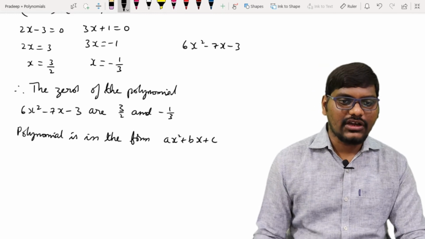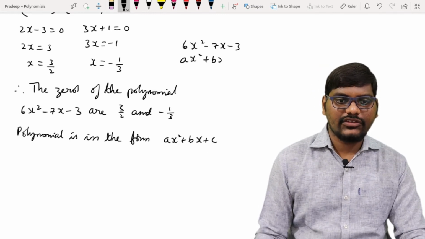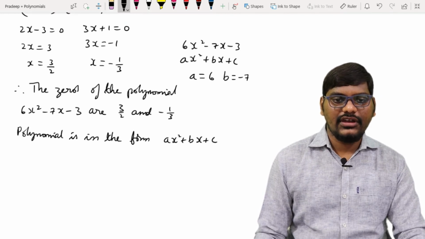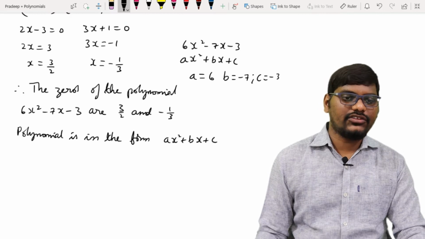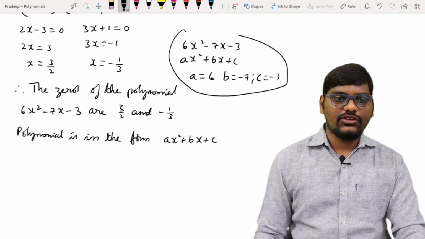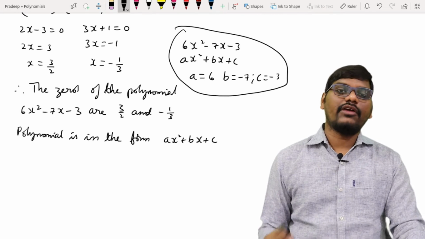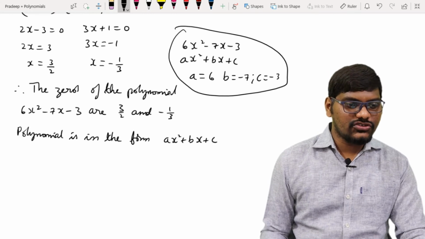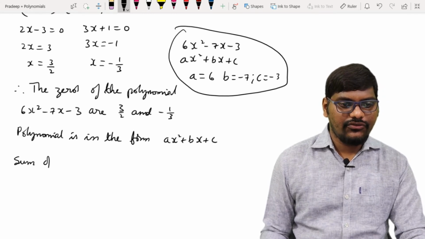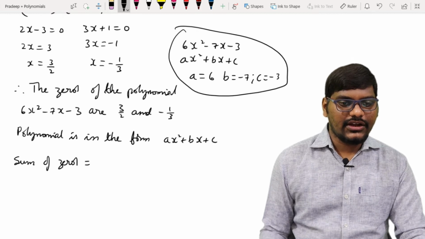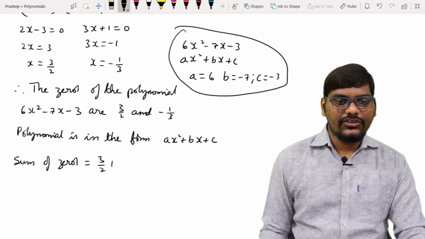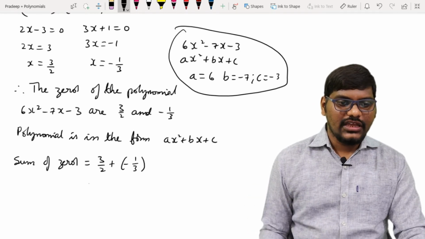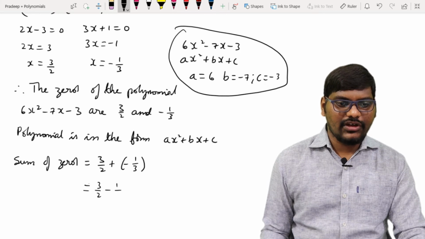If you just compare with the quadratic, that is ax square plus bx plus c, what is the a value here? a is 6, b is minus 7 and c we are getting as minus 3. So first we'll do the sum of the zeros by direct addition of the values which we got, that is the roots. I can write 3 by 2 plus of minus 1 by 3, because for the sum of the zeros I just added both of the values. Now I can write 3 by 2 minus 1 by 3.